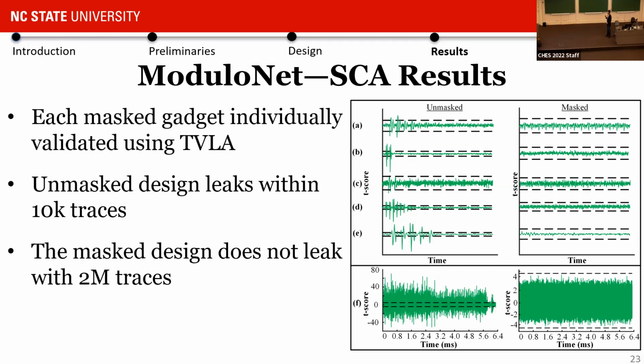As we can see, when we unmask, so when we are zeroing out all the PRNG outputs, we see leakages. But when we implement our countermeasures, or activate them, we do not see any leakage with 2 million traces combined in fixed and random data sets.